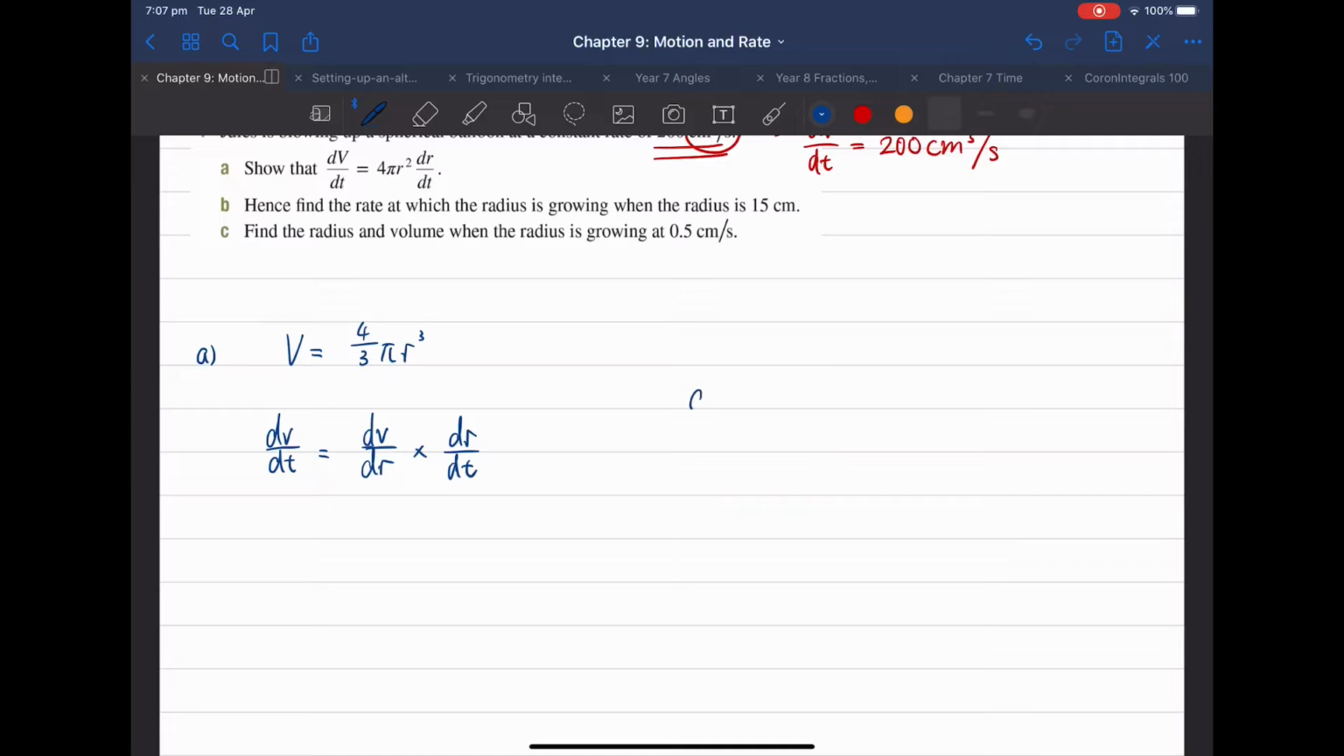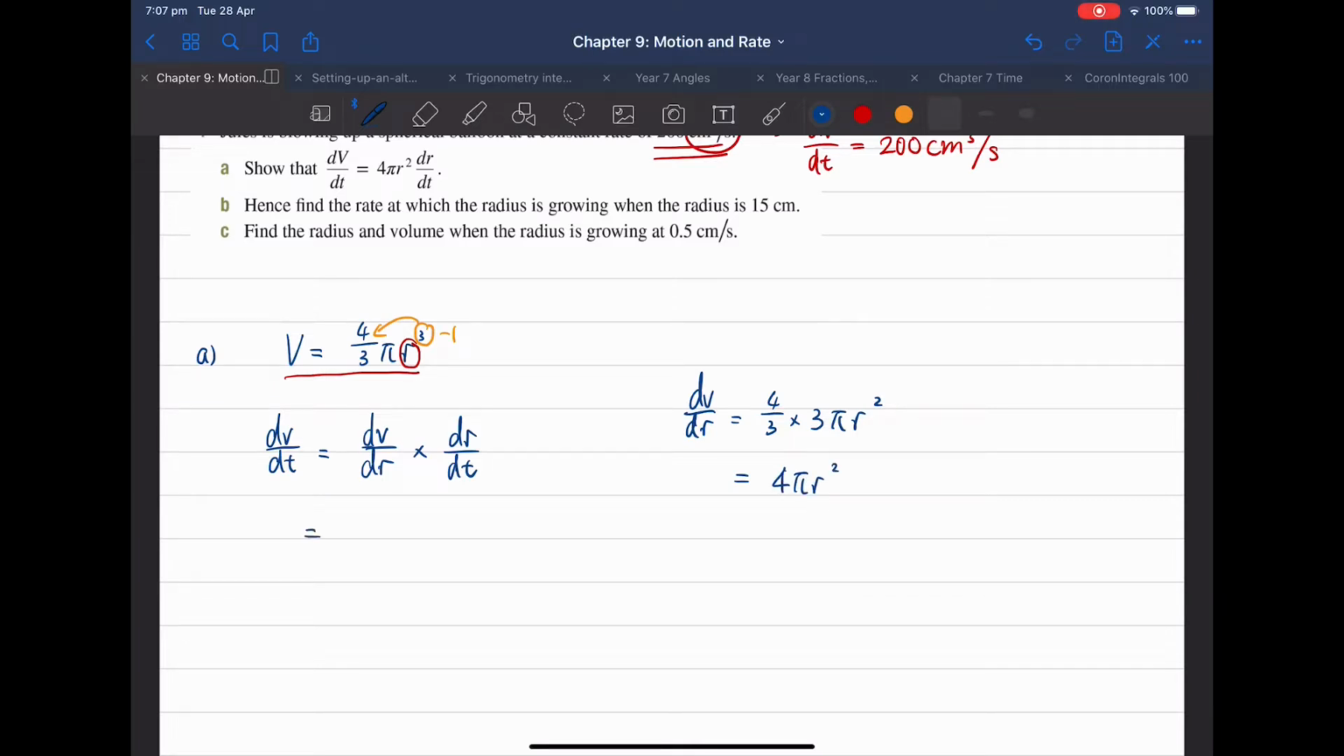What is dV over dr? We're going to differentiate that function with respect to r, so r is the pronumeral in this case. dV over dr is 4 over 3 multiplied by 3 pi r squared. What we're doing here is moving the power of 3 to the front and reducing the power by 1. After we simplify it, that becomes 4 pi r squared.